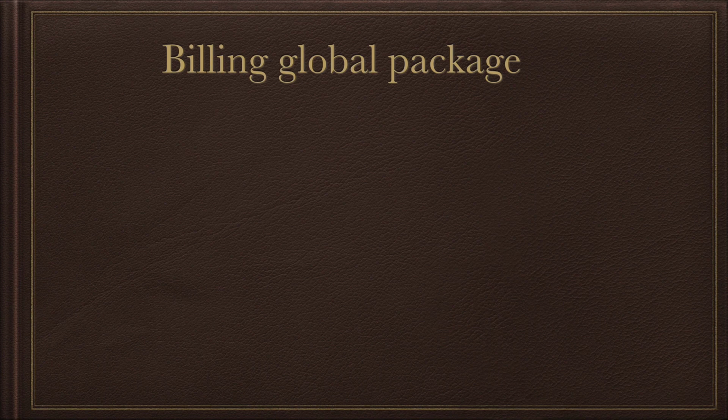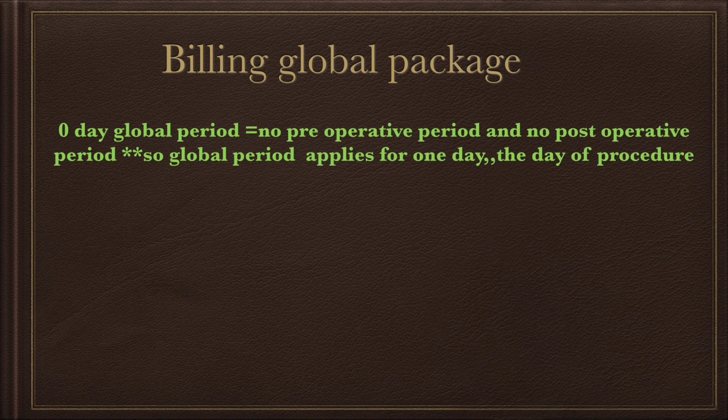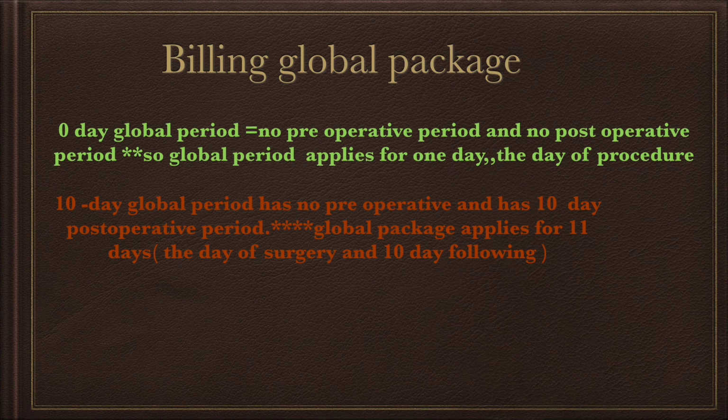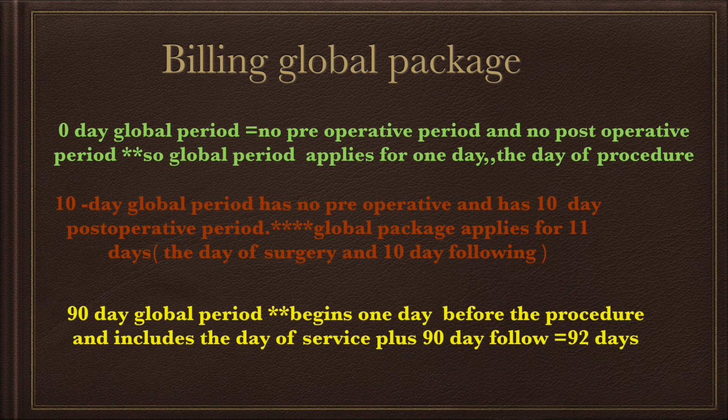To bill procedures with a global surgical package correctly, you should know what the 0-day, 10-day and 90-day global periods are. A 0-day global period means no preoperative period and no postoperative period, so the global period applies only for 1 day, the day of the procedure. A 10-day global period means no preoperative period but a 10-day postoperative period, so the global package is applicable for 11 days including the day of surgery. Then the 90-day global period begins 1 day before the procedure, including the day of the procedure, plus 90 days of follow-up. That is 90 plus 2, 92 days. This concept can be applicable.